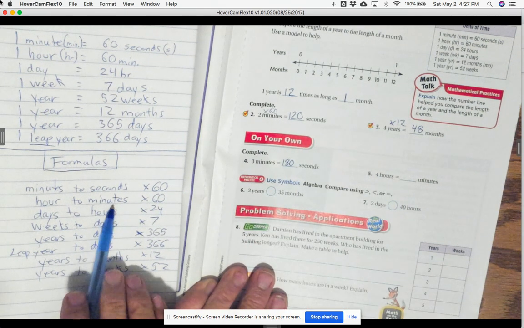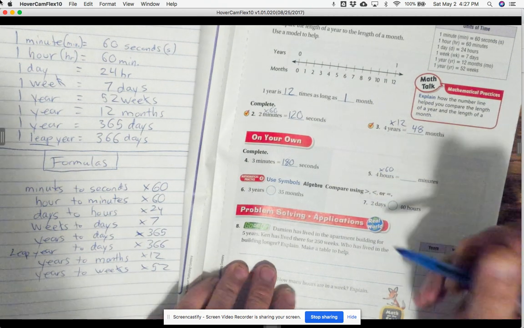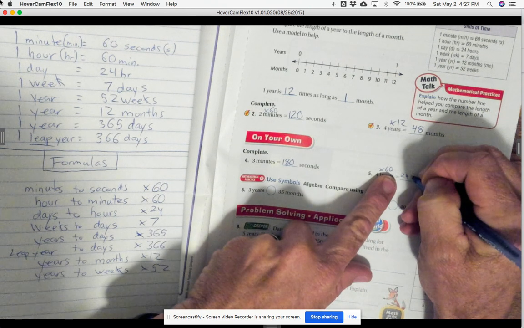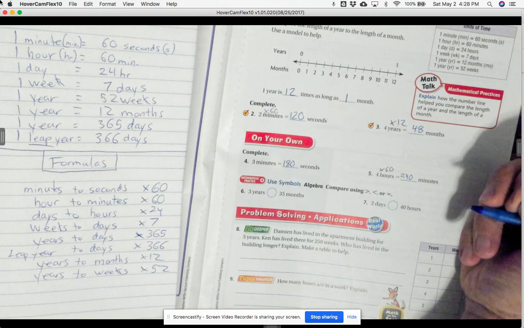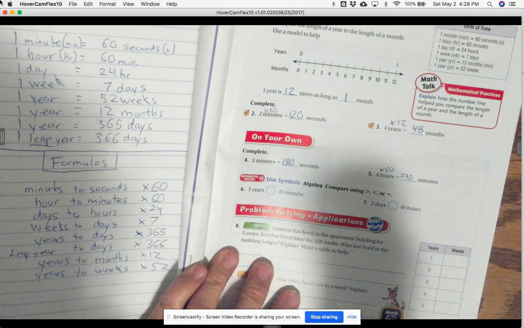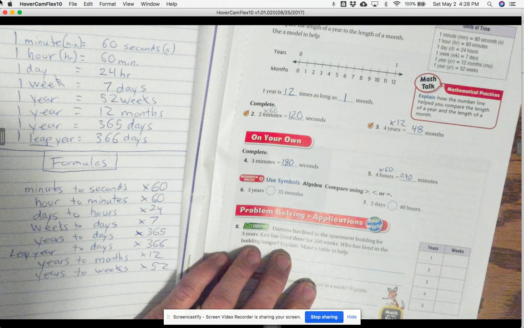Hours to minutes. Hours to minutes is times 60. 4 times 6 is 24. And then I have the 0 here, 240, because 24 wouldn't make sense. There's no way there's 24 minutes in 4 hours. There's not even 24 minutes in 1 hour.